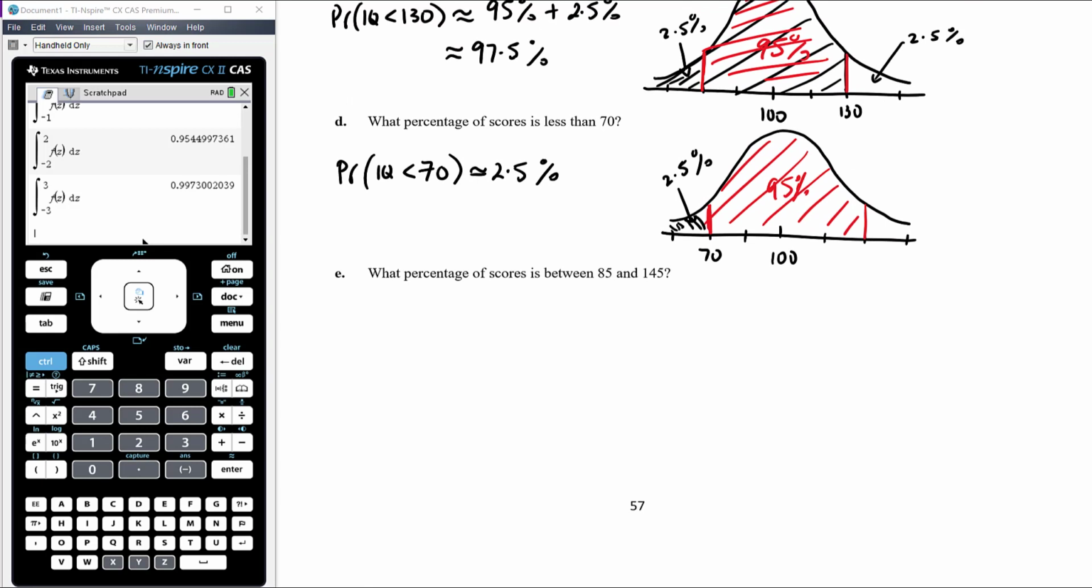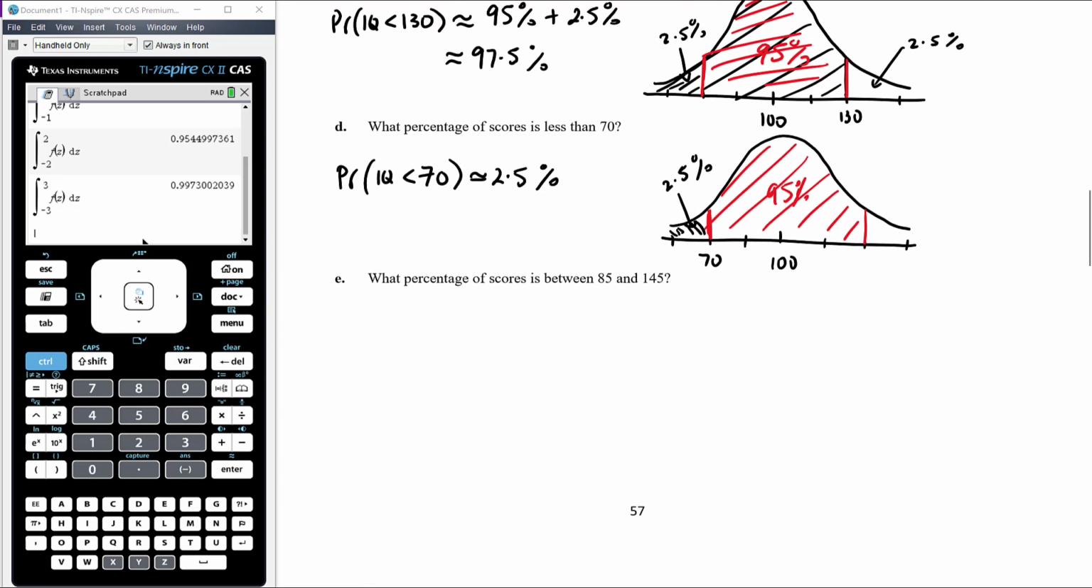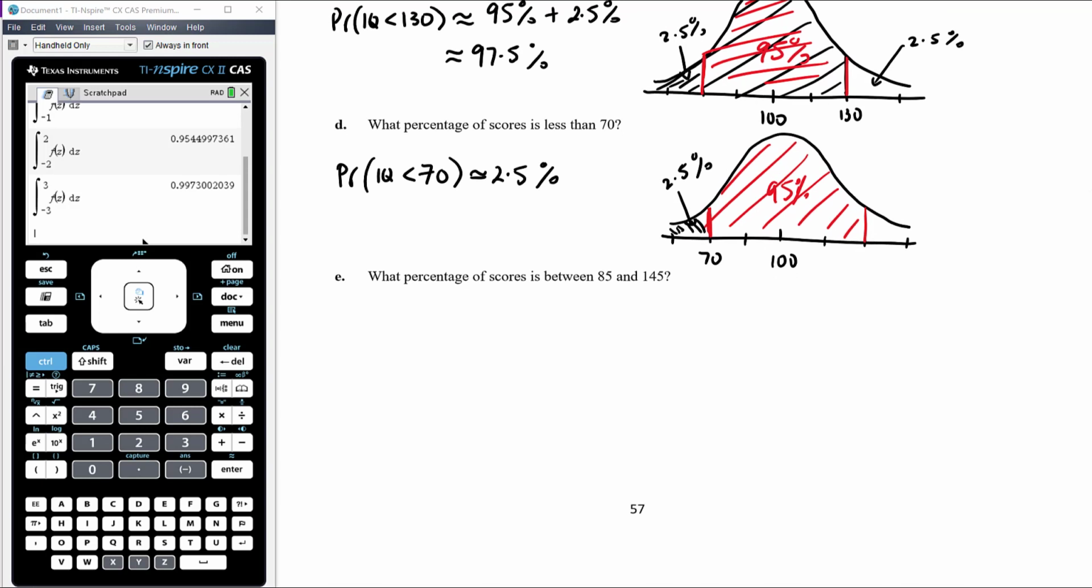Okay, part E, what percentage of scores is between 85 and 145? Okay, so this is a slightly different one. Again, draw a diagram, see what you're dealing with, be clear about what's happening, okay?